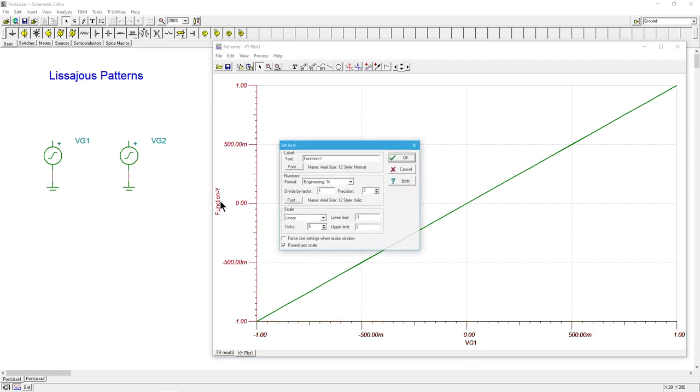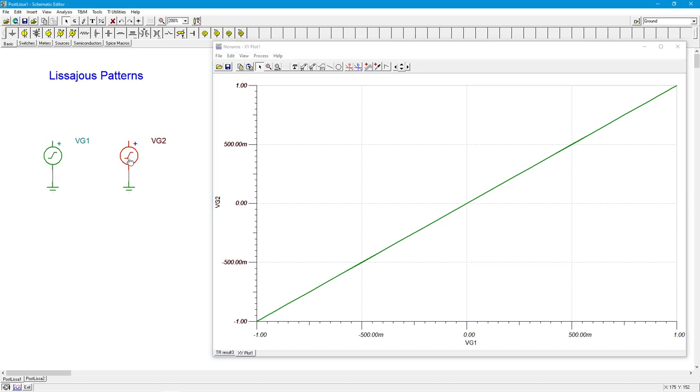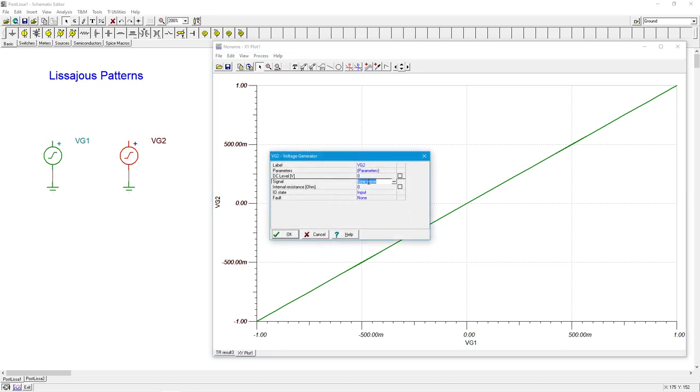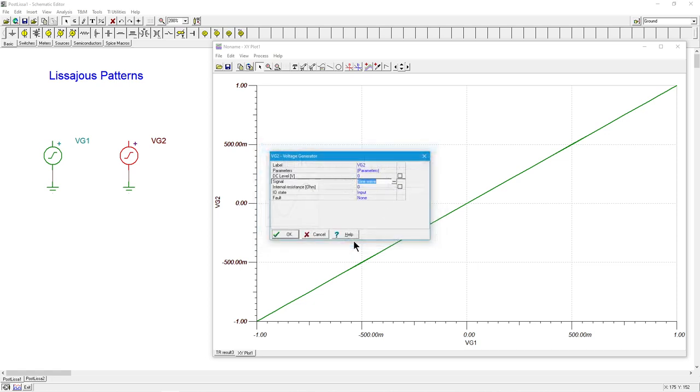And then over here, we can do the same thing, give that an appropriate name. That's VG2. Right, beautiful. Okay, so as expected, no biggie. Now, I come back, and what I'm going to do is change the phase on these. So VG2, I'm going to keep the 1K and the 1 volt peak, but I'm going to change the phase to 180 degrees. So what's that going to do?